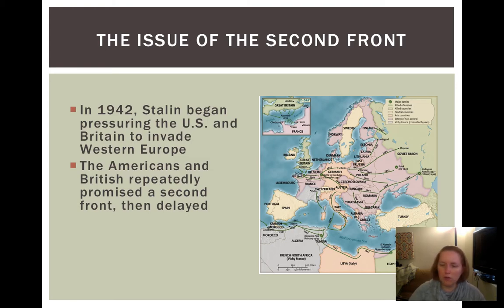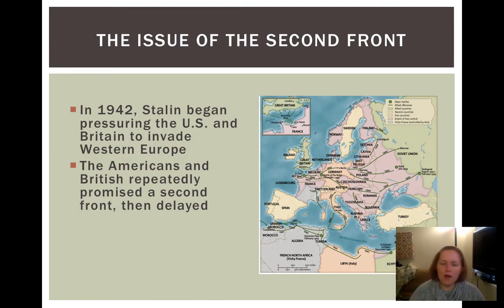We want to go in through Southern Europe. We want to start in North Africa. We want to invade through Italy. And Americans eventually agree that the Allies weren't prepared yet to invade Northern Europe, so they opt for the British plan. They opt for starting in North Africa and then going up into Italy.